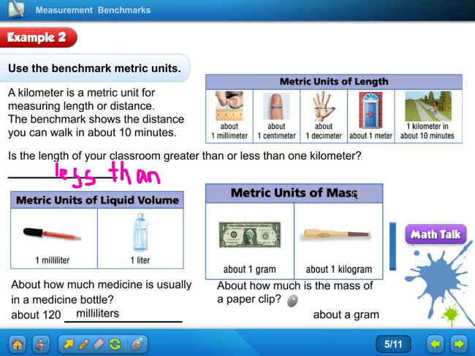We looked at metric units in length, metric units for liquid volume, and also in mass. If you have any questions about any of this, you let me know.